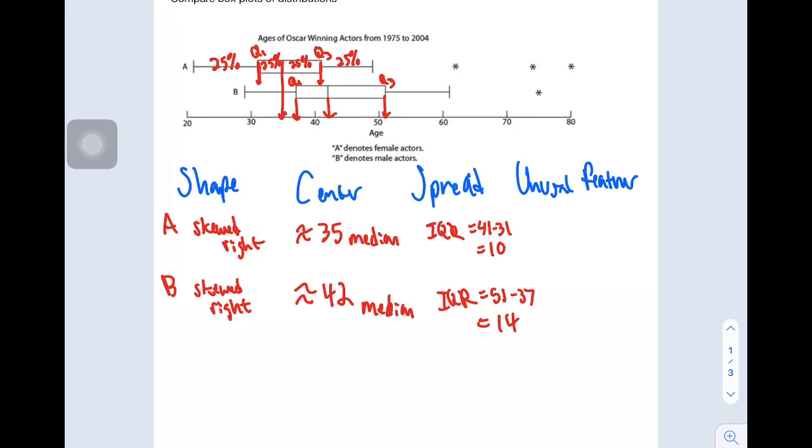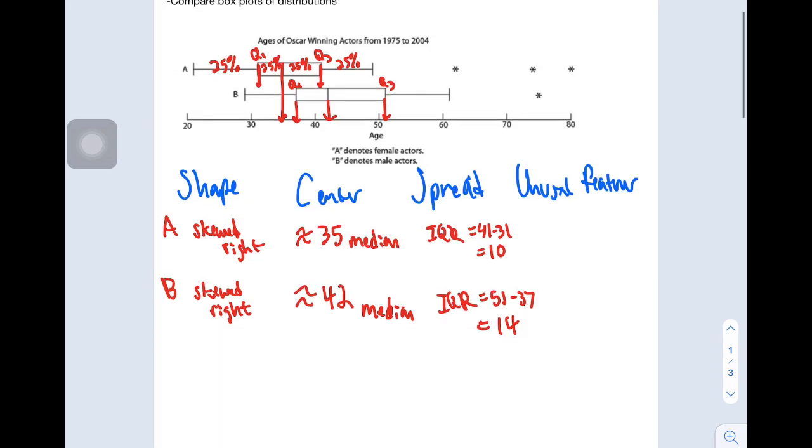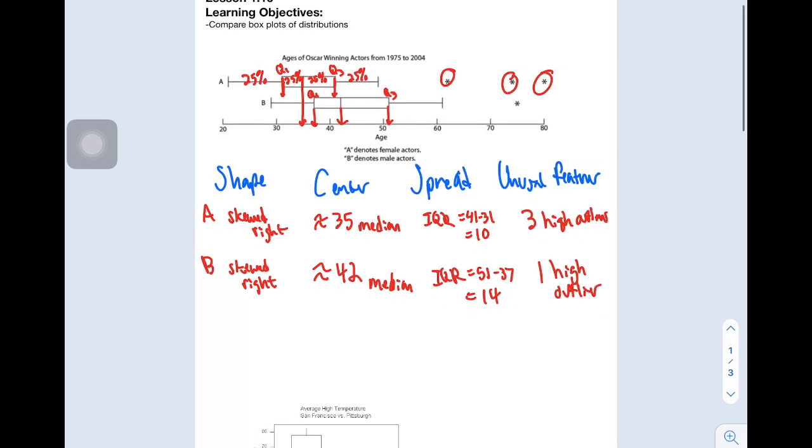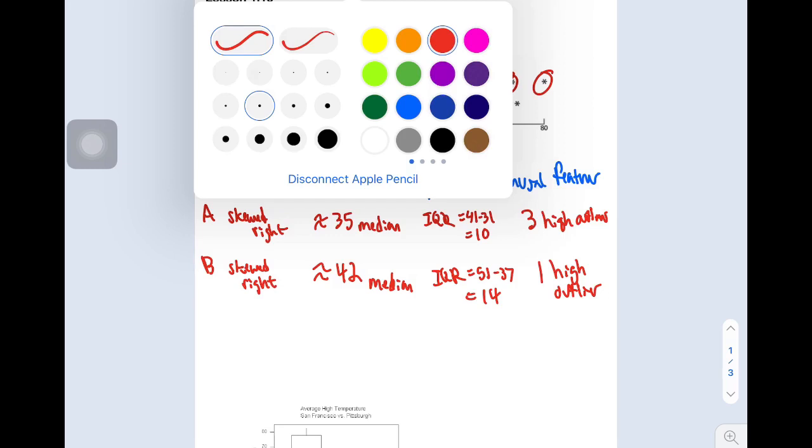And any unusual features. Now remember, with this, we can speak about gaps or outliers. You can't see any gaps in box plots. Those are usually for histograms. But we do see that there are outliers, right? So for the females, we have 3 high outliers. That's these 3 up here. Where the males have just 1 high outlier. All right, and that's comparing their distributions.